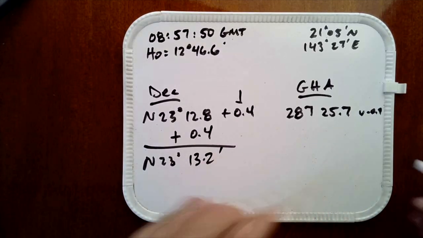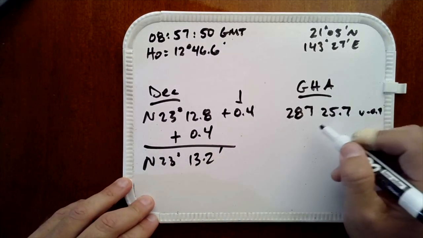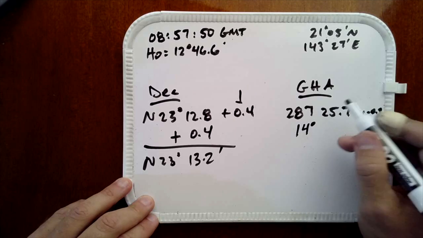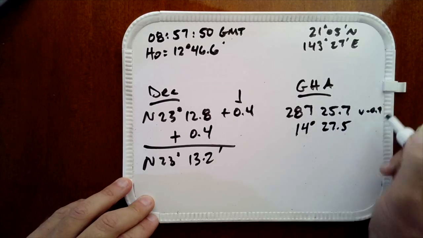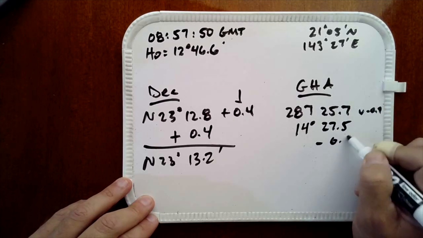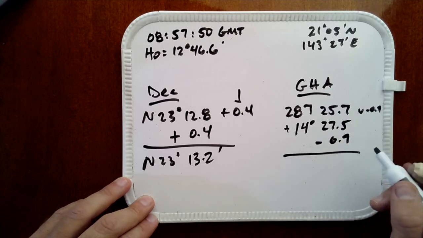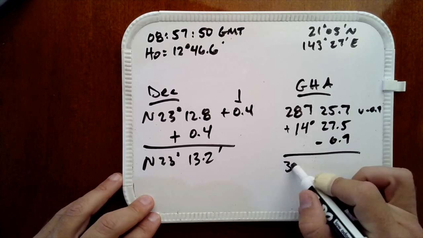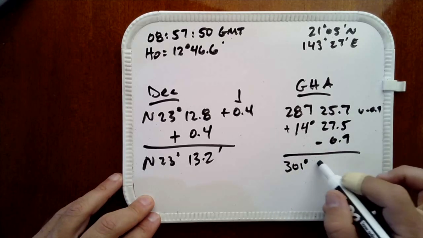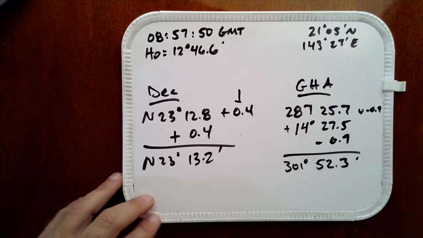Our GHA, kind of keep track of all those corrections that we made, 14 degrees, 27.5. And the v correction was negative 0.9. That means our total GHA is 301 degrees, 52.3. All right, step 2 complete.